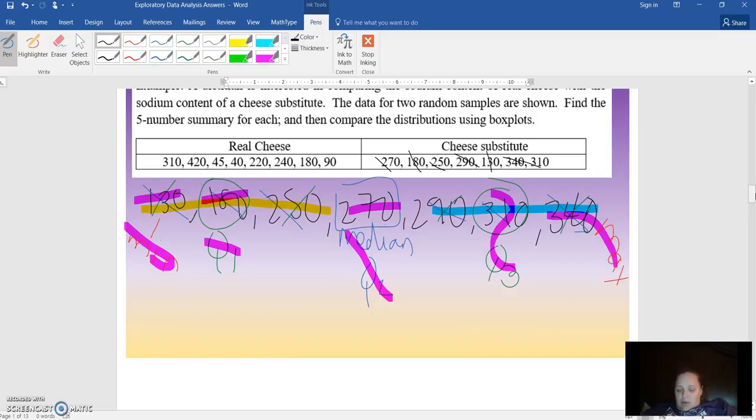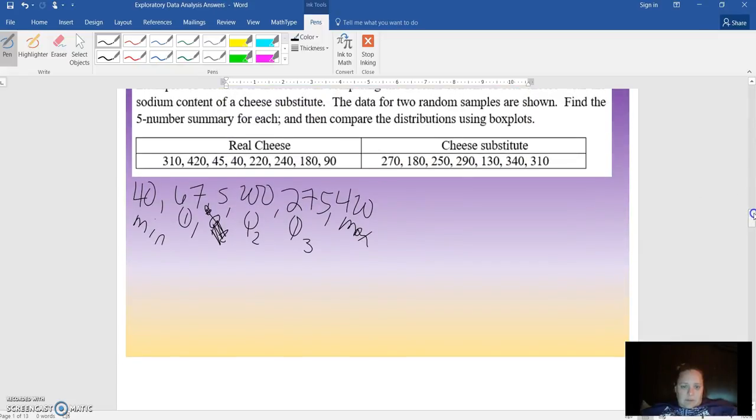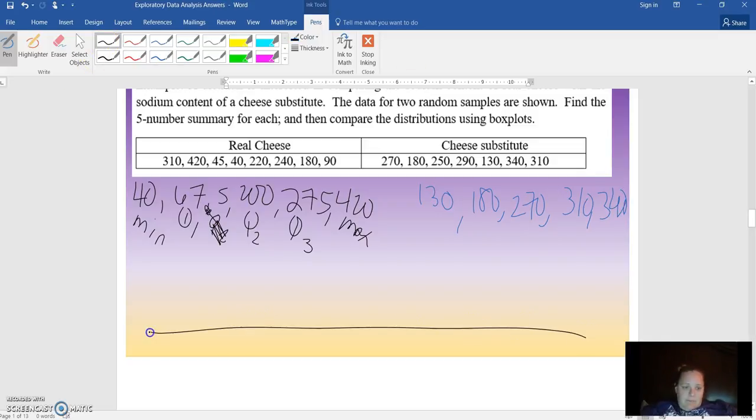All right. Then we have 130, 180, 270, 310, 340. Okay, so box and whisker plot. You're going to make a number line. Our smallest is 40, and our biggest is 420.